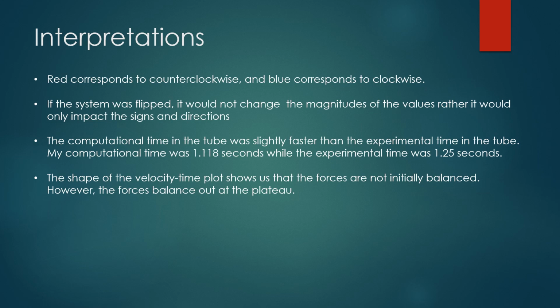And finally, the shape of the velocity time plot shows us that the forces are not initially balanced. However, the forces balance out at the plateau. And this is what I said in the previous slide, that the gravitational force and the magnetic force are equal at around 0.2 seconds because the velocity was constant.